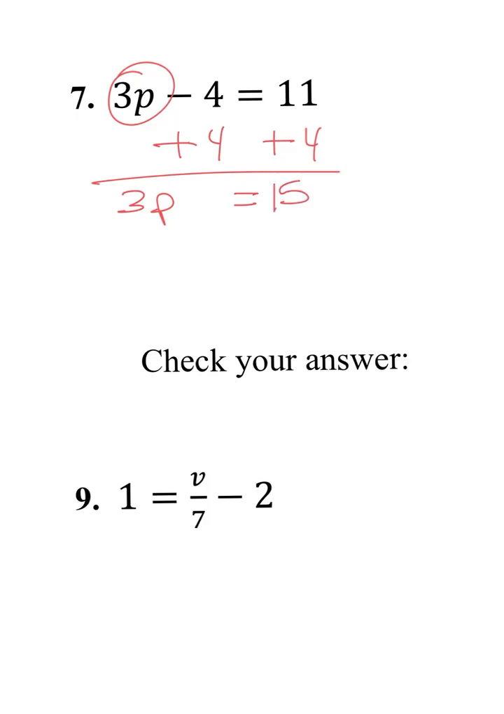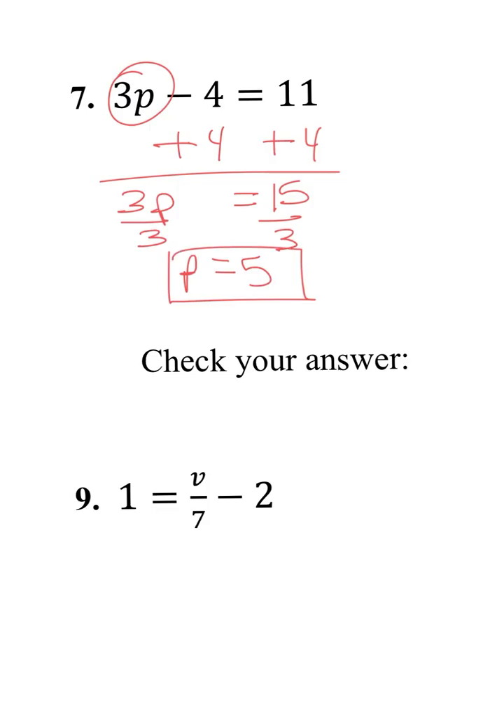And then I'm going to divide both sides by the number that's attached to the variable, which is 3, which leaves me with p equals, and then what's 15 divided by 3? 15 divided by 3 is 5.